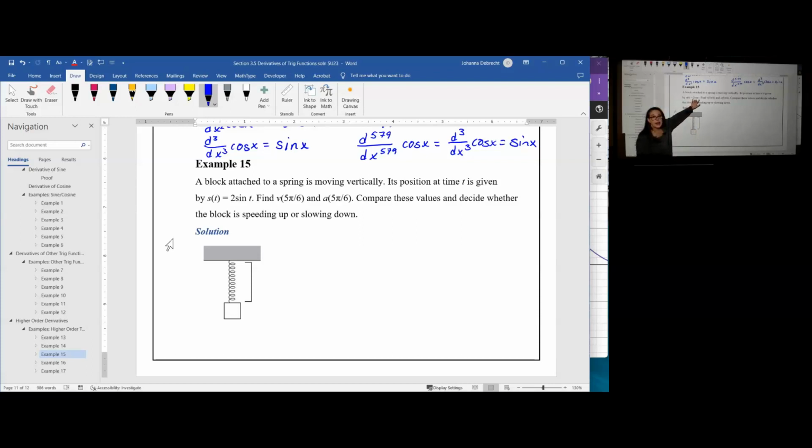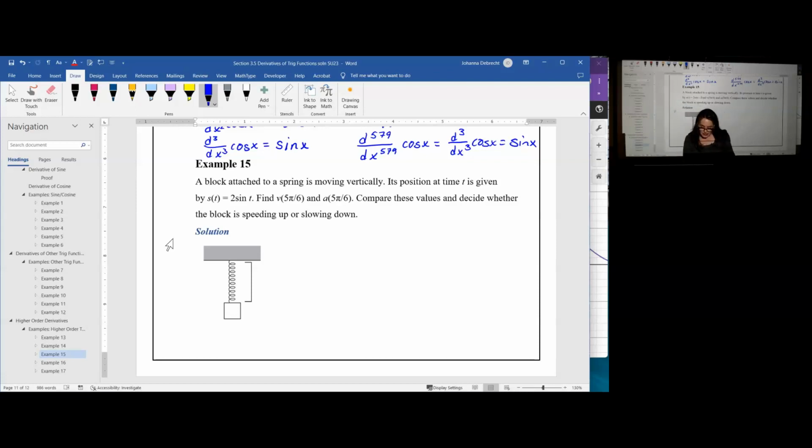Its position at time t for rest is given by 2 sine of t. I want to find both the velocity and the acceleration at the point in time 5 pi divided by 6. Then I want to compare these values and decide whether the block is speeding up or slowing down.